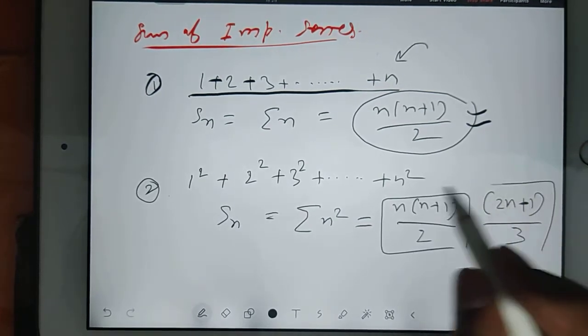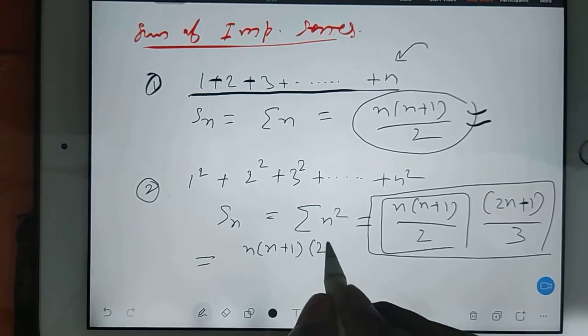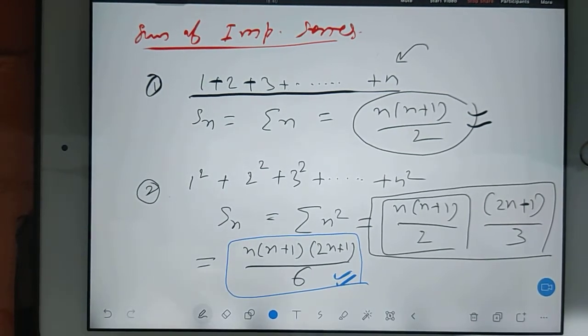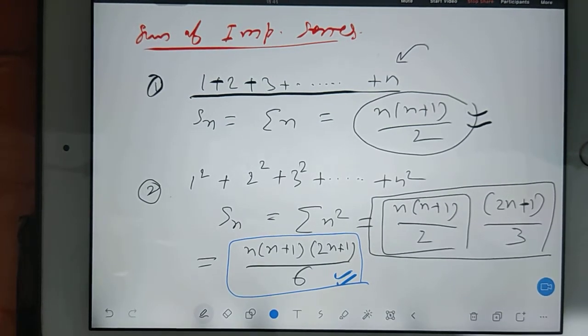We used to remember it in our childhood like this: n into n plus 1 into 2n plus 1 by 6. I hope most of you mugged up this formula, right? Remember? Now we go for what if there is a cube?